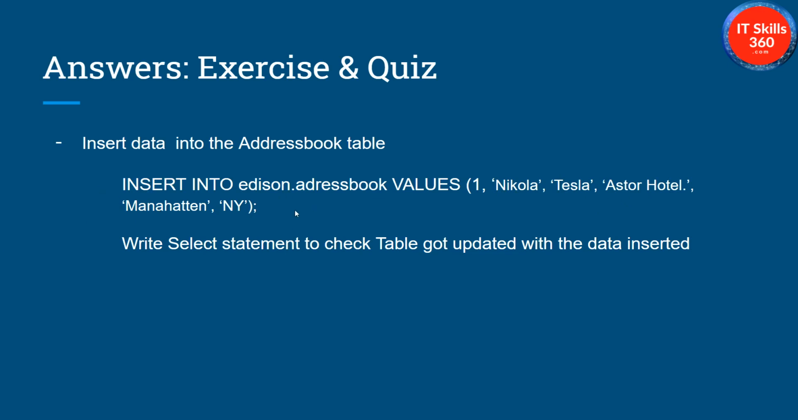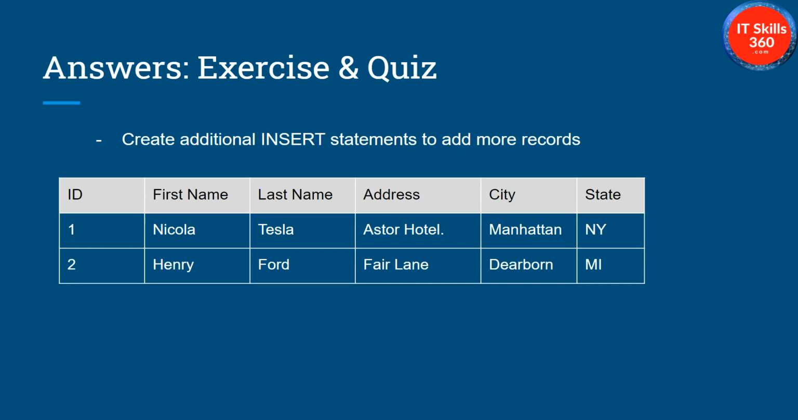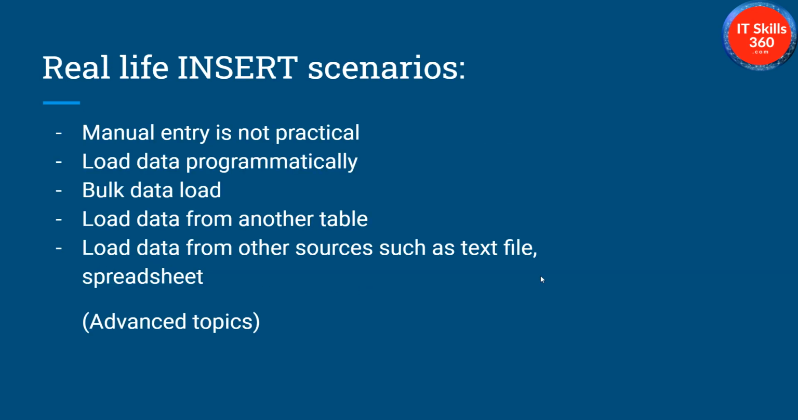So you can try to insert this data into the table, and then also write the statement. And after you have done it, try to insert another record like this, a second one for Henry Ford, and see what happens. So I will leave it up to you. I think it's a very simple exercise. I don't want to spend unnecessary time here. For your exercise, it's simple.